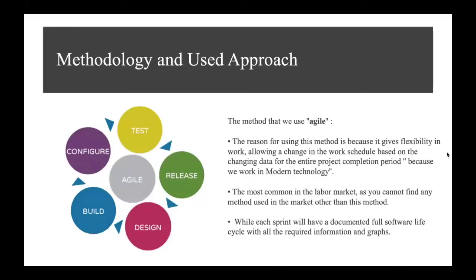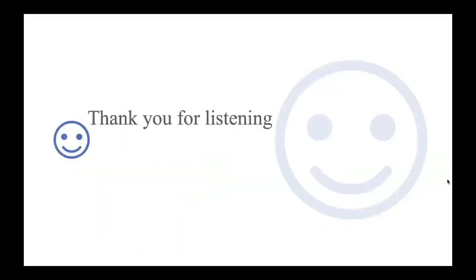Why did we choose Agile? The reason for using this method is because it gives flexibility in work, allowing a change in the work schedule based on the change in data for the entire project completion period, because we work in modern technology, the most common in the labor market, as you cannot find any method used in the market other than this method. While each sprint will have a document of the full software life cycle with all required information and graphics. In conclusion, we thank you for good listening.